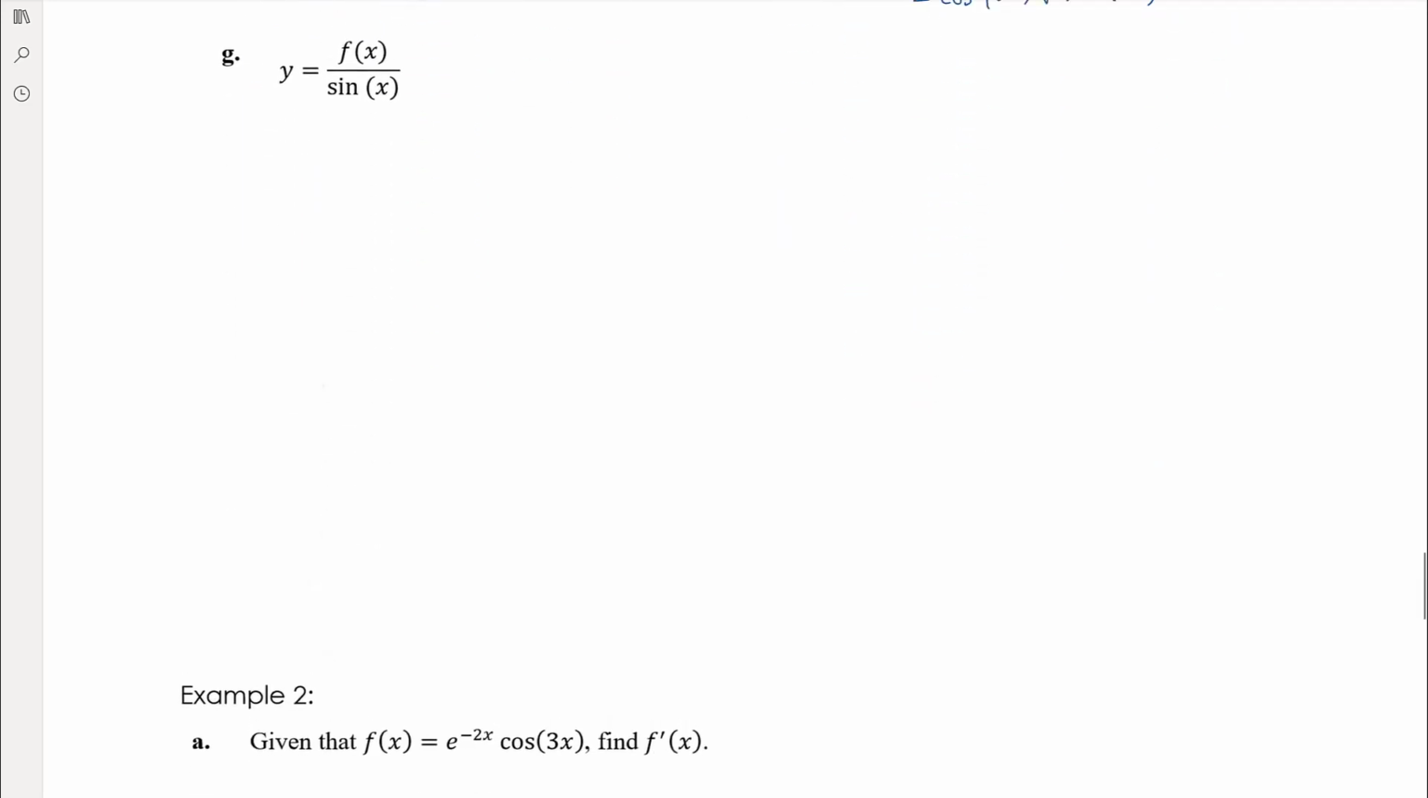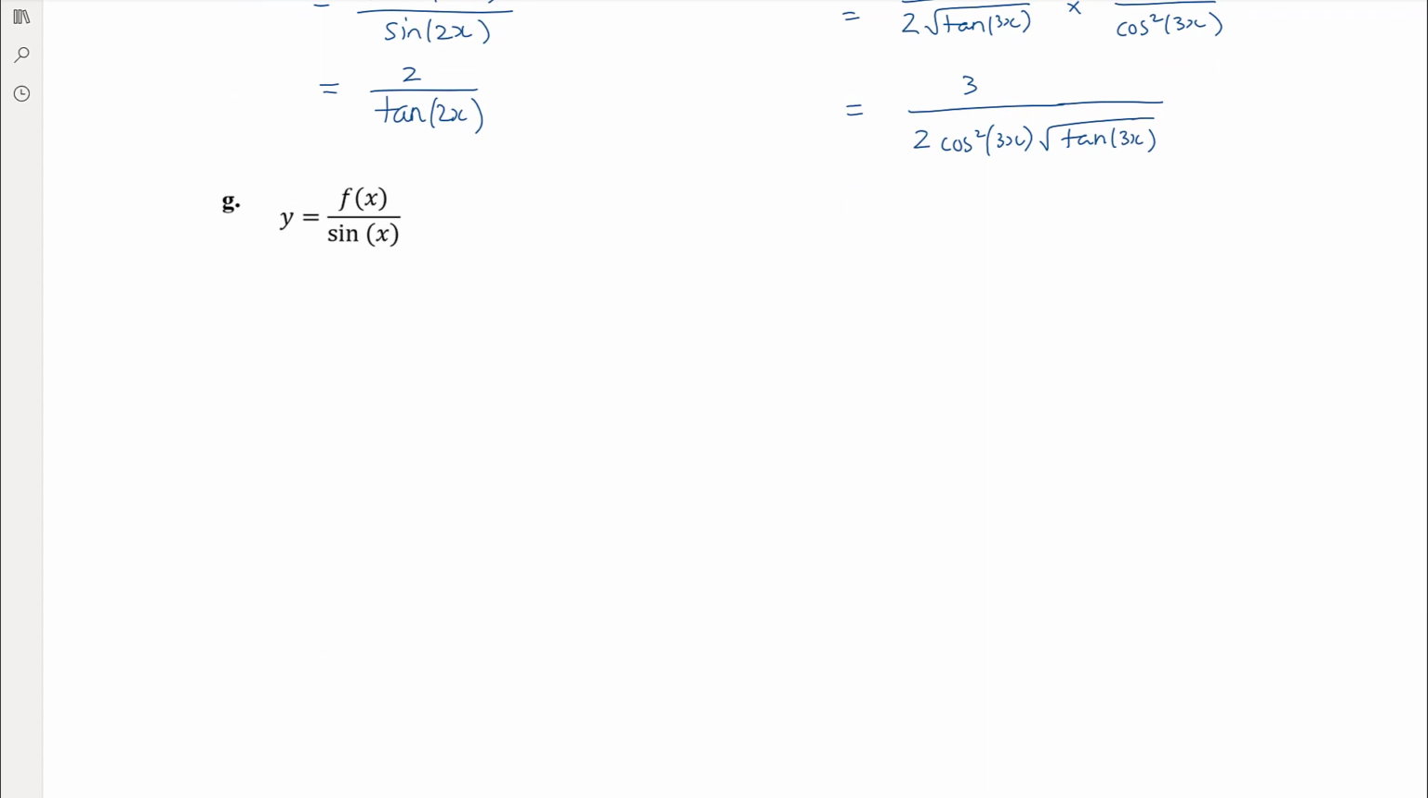Okay, part G here. y equals f of x divided by sine of x. So we have a quotient of two functions, an unknown function over a sine function. So we're going to need the quotient rule. So dy/dx, we differentiate the numerator, that's f dash x, and we multiply it by the denominator. We subtract, we leave the numerator as it is, and we multiply that by the derivative of the denominator, which is cos of x. And we have all of that over the denominator squared, which I'll write as sine squared x.